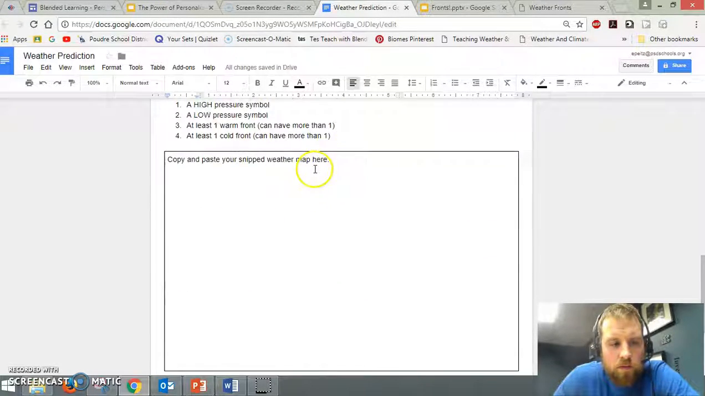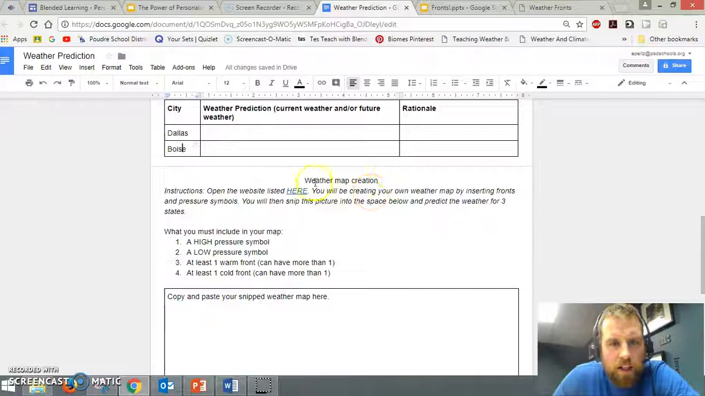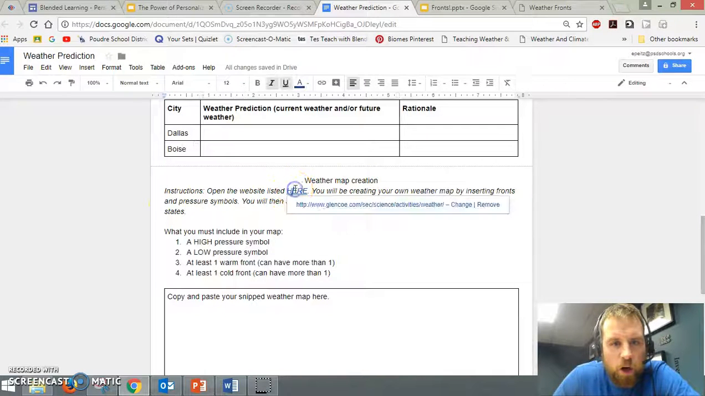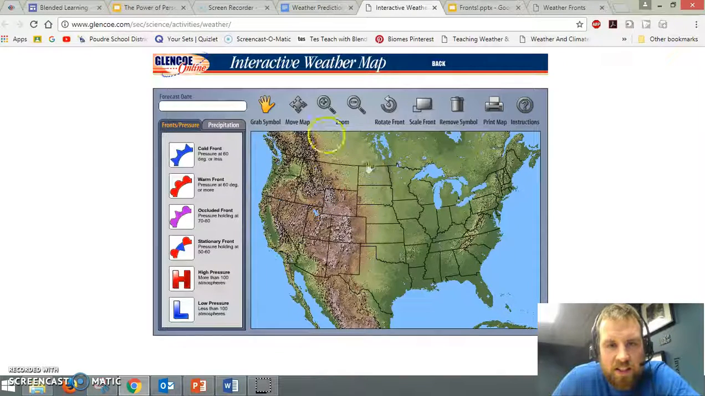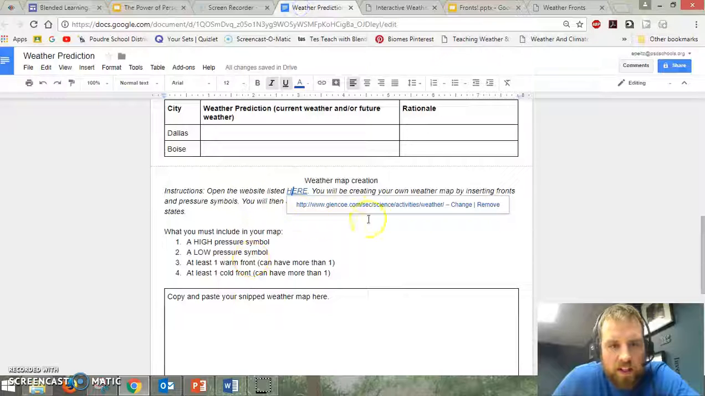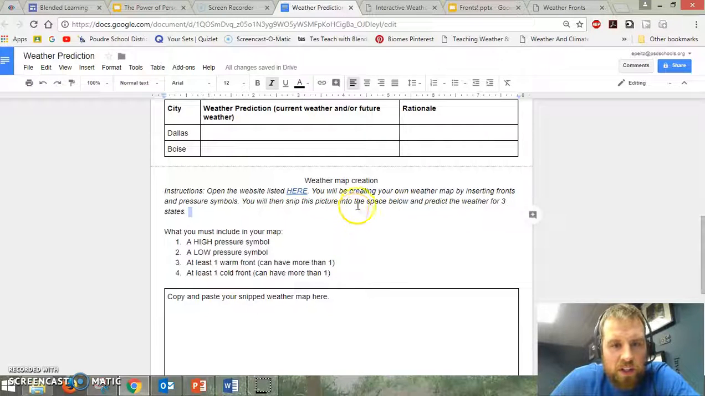Last one, you're going to open up this weather map creation. So open up this website, and you're going to see something like this. This is pretty cool, guys. In this, I have a couple of things for you. It says, open the website listed here. You'll be creating your own weather map by inserting fronts and pressure symbols. You will then snip this picture into the space below and predict the weather for 3 states.